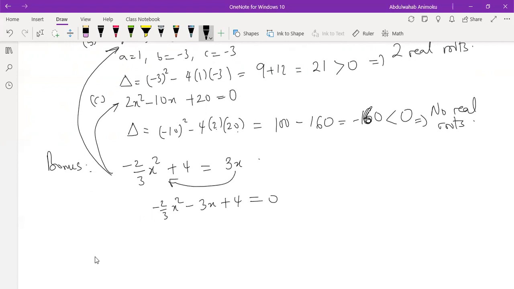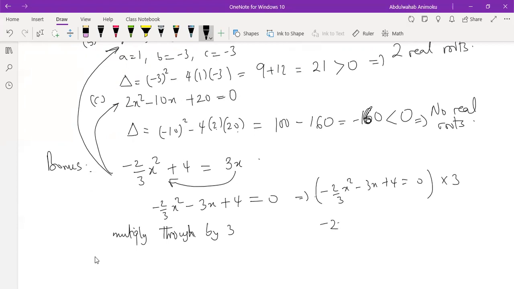Now, if you like, you can find the discriminant this way, or you can multiply through by 3 so that you only have integers as coefficients in this quadratic equation. Okay, so multiply through by 3. So when you do that, what happens is you're multiplying each term by 3. So this will give you minus 2x squared because 3 will cancel 3. Then minus 3 times 3, that's minus 9x, then plus 12 equal to 0.